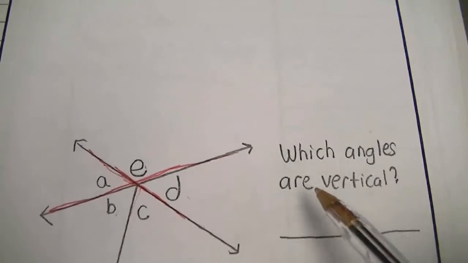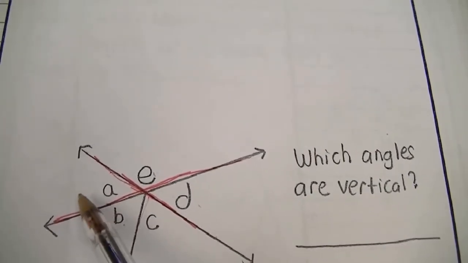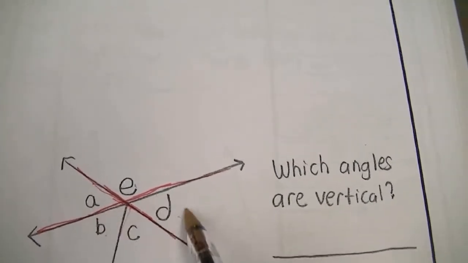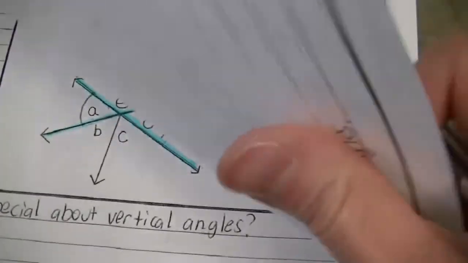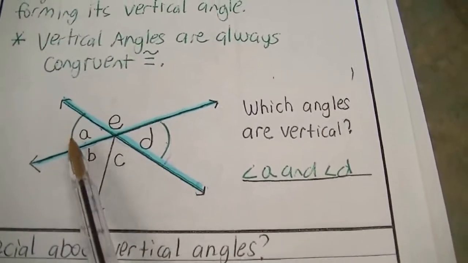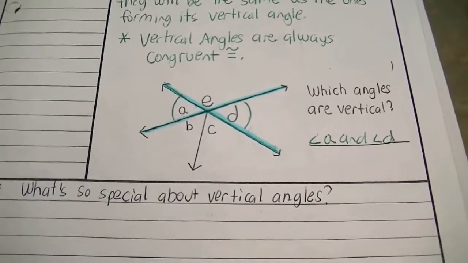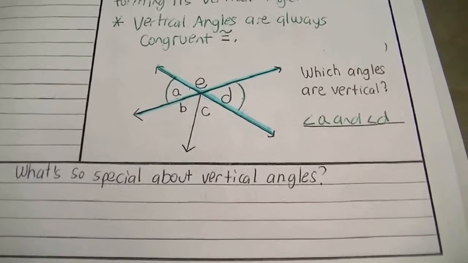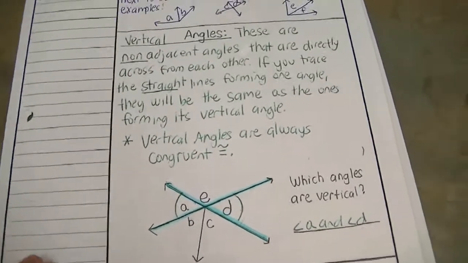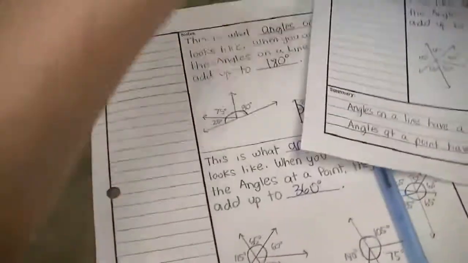So what I know about vertical angles is if this was, hypothetically, 86 degrees, then this one would also be 86 degrees, because vertical angles are always, always congruent. Okay? So which angles are vertical? Just angles A and D, or you could say angle D and A. So what I want you to write for your summary is what's so special about vertical angles. Okay? What's so special about vertical angles? All right, and you're going to flip over your paper.